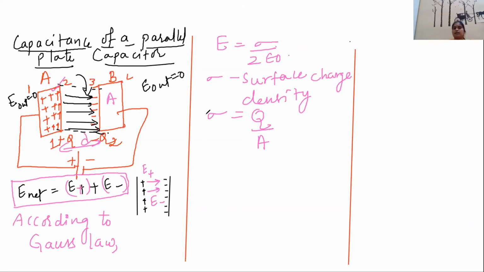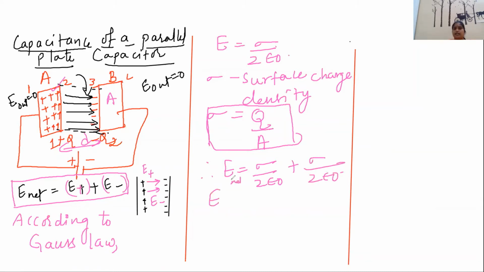So what is sigma? Sigma is equal to Q by A. Thereby the electric field due to the positive charge is sigma by 2 epsilon naught, and due to the negative charge it is sigma by 2 epsilon naught. So the net electric field here is 2 sigma by 2 epsilon naught, which is sigma by epsilon naught, which is Q by A epsilon naught. Now we have got the electric field.